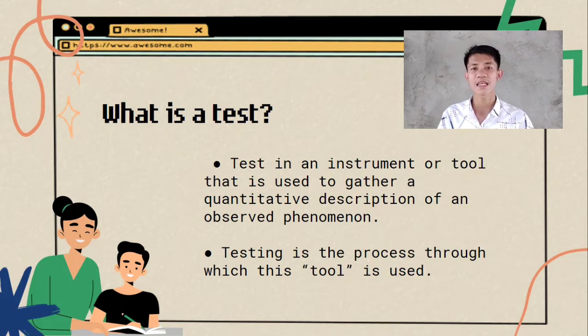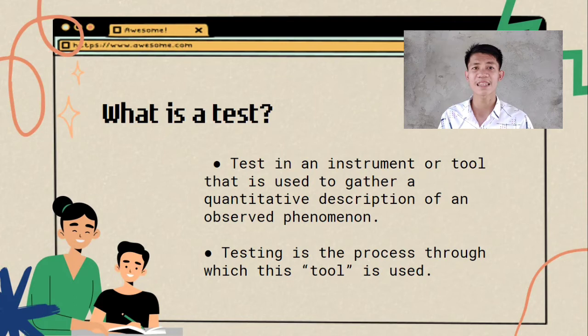First is validity. It is defined as the extent to which an assessment accurately measures what it is intended to measure. Second, reliability. It should be consistent and dependable. Lastly, practicality. An effective test is practical.